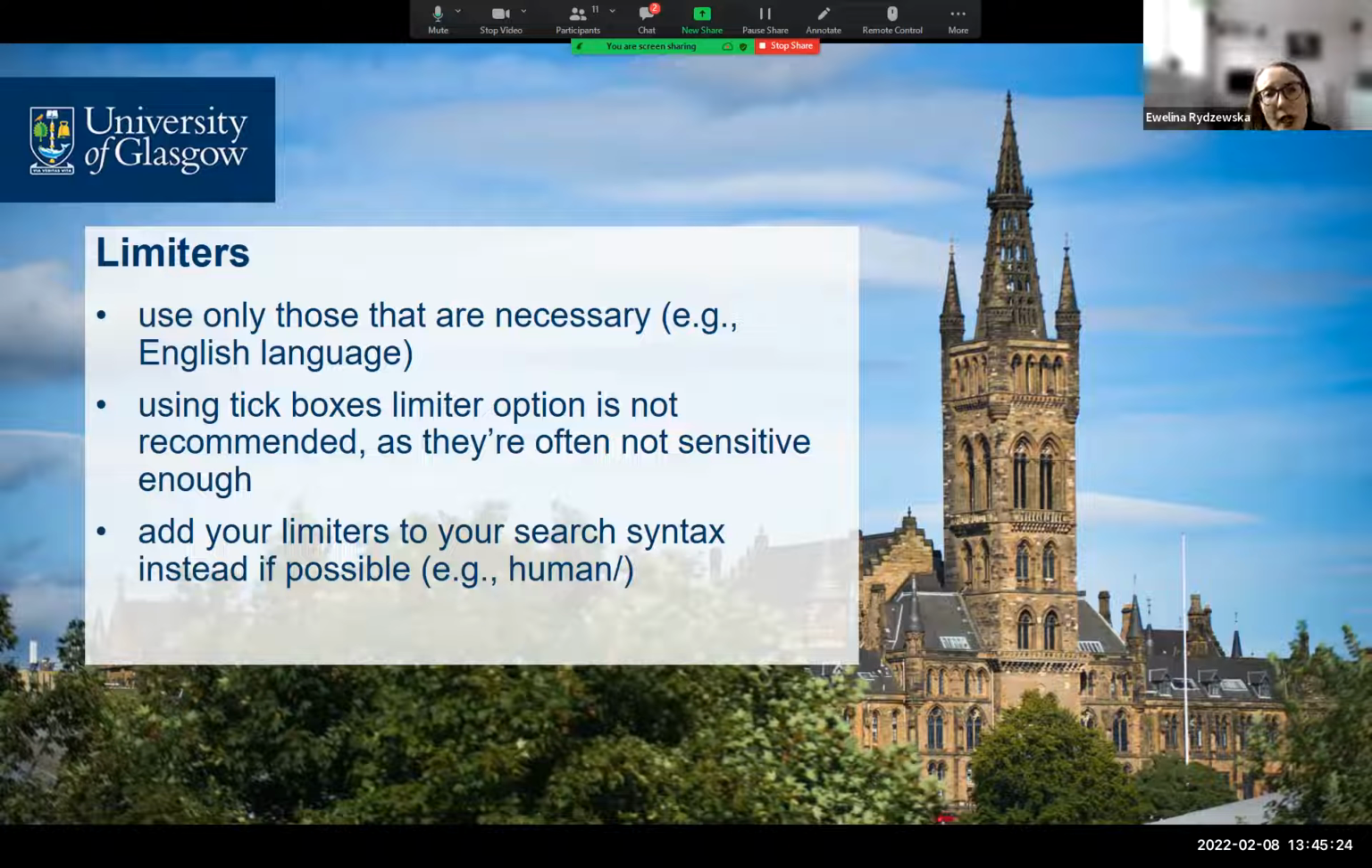And I would also say that only use limiters if you really have to, because remember that if it's a systematic review, it is supposed to be systematic, it is supposed to be comprehensive in nature. So you want to make sure that you don't miss anything that's important.